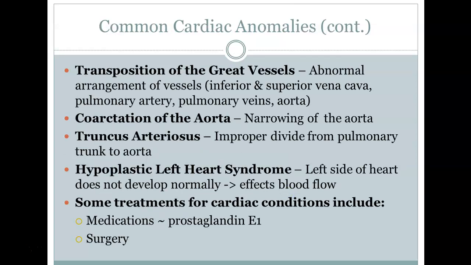Other common cardiac anomalies include transposition of the great vessels. This is when there's an abnormal arrangement of vessels: the inferior and superior vena cavas, the pulmonary artery and the pulmonary veins, and the aorta. There could be a coarctation of the aorta, which is a narrowing of the aorta. There could be truncus arteriosus, which is an improper divide from the pulmonary trunk to the aorta. There could be hypoplastic left heart syndrome, where the left side of the heart does not develop normally, and this can affect the way the blood flows. Some treatments for these cardiac conditions can include medications like prostaglandin E1s and surgery.